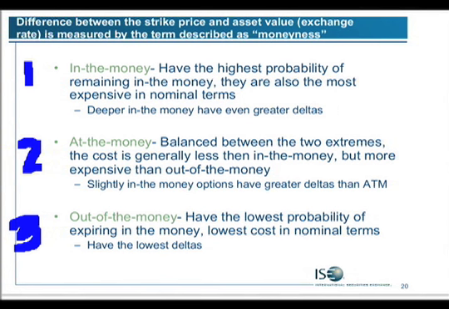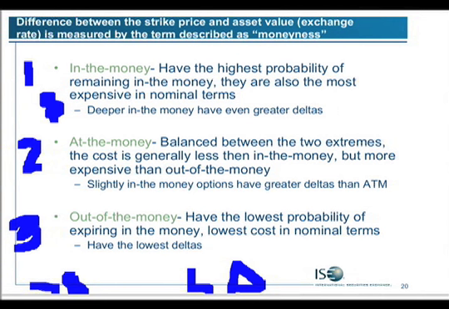Out of the money, they have the lowest probability of expiring in the money, lowest cost in nominal terms, and they have the lowest deltas. So, number one, these cost the most, but they have the highest deltas. Number three, they cost the least, but they have the low delta. Number one has what I would say high delta. So those are the choices that we have when we're looking at the options market.